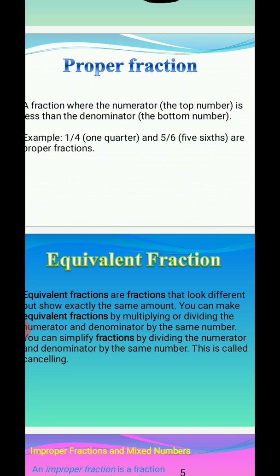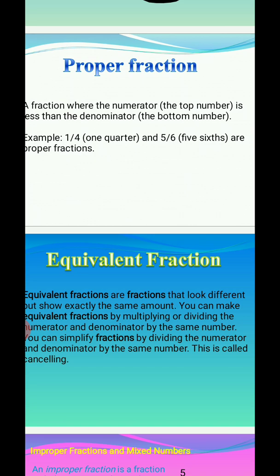You can make an equivalent fraction by multiplying or dividing the numerator and denominator by the same number. Let's take a simple example. Suppose two tests are conducted by different teachers in your weekly test. I took a test out of 10 marks. At the same time, a test is taken by your Hindi teacher out of 20 marks.